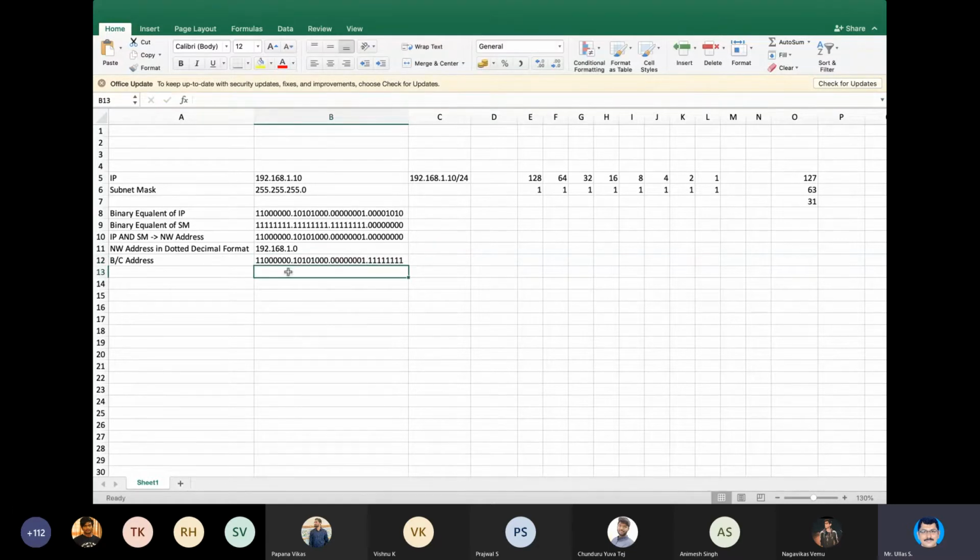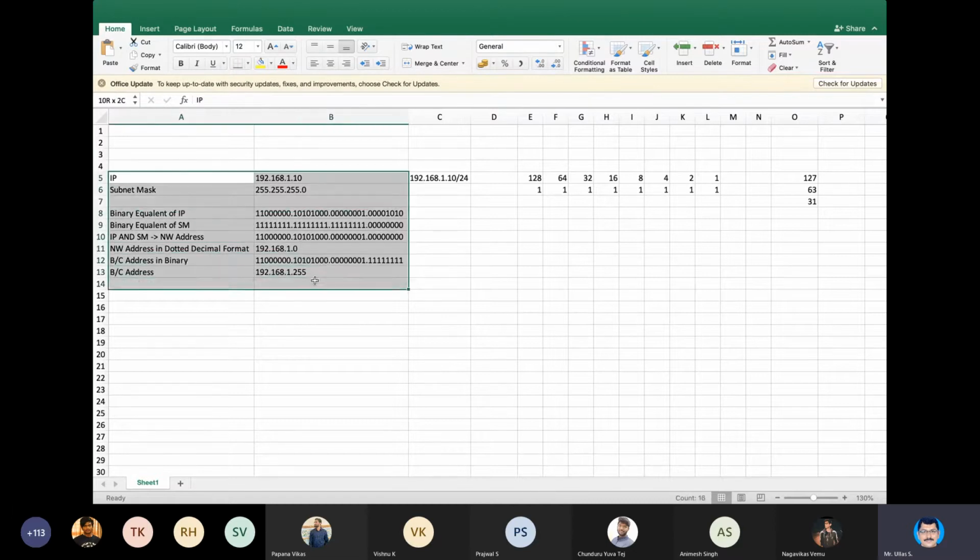What is the decimal equivalent of this? 192.168.1.255. Okay. So this is the broadcast address. Broadcast address in binary and broadcast address actually. So is it clear, guys? Can you all make a note of this much? What is the IP address and how I calculated network address and how broadcast address in binary is being calculated? All these points.